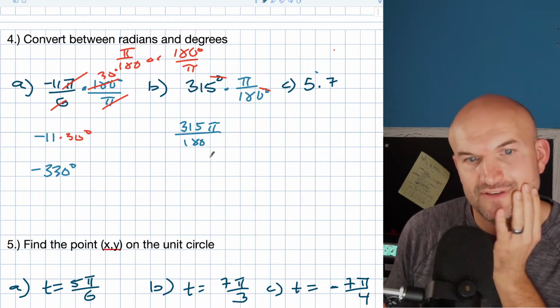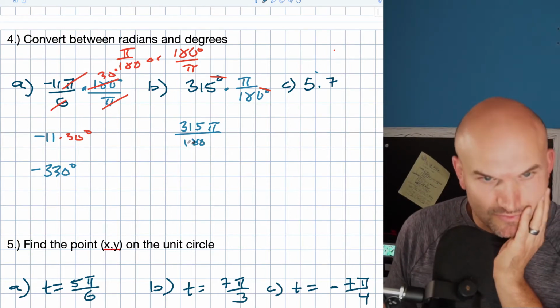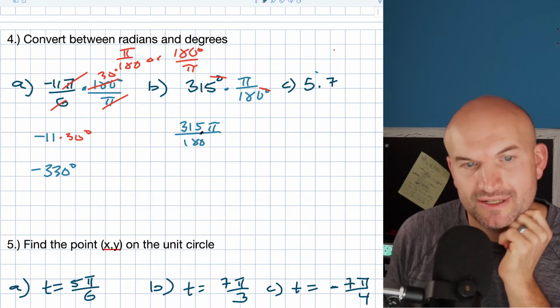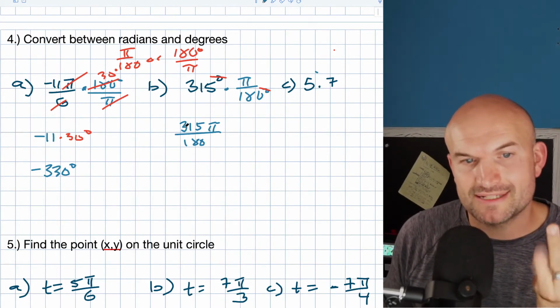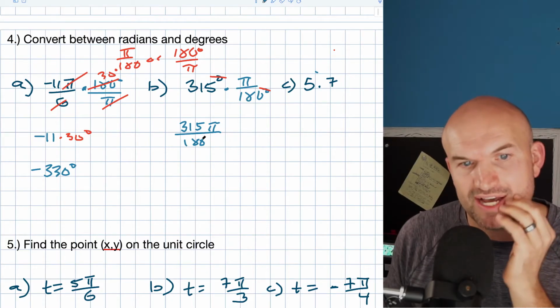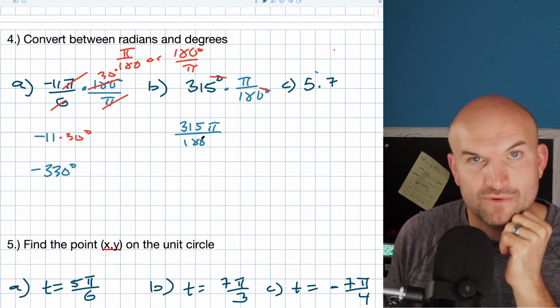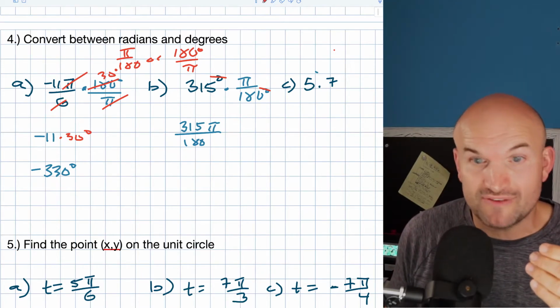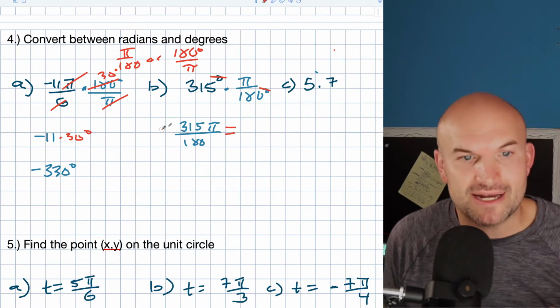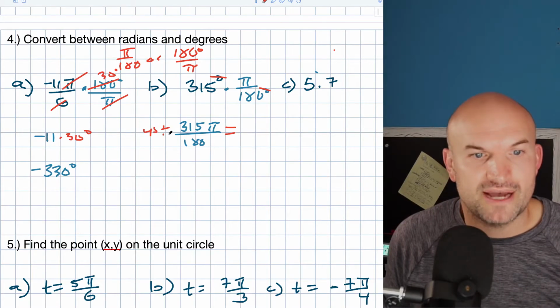So how can I divide things out? Well, I think the one thing that I recognize here is that this is 45 away from 360, right? And so therefore I want to see, does 45 go into 315 and 180? It does. And therefore now I can just reduce or simplify this answer by dividing the top and the bottom by 45.